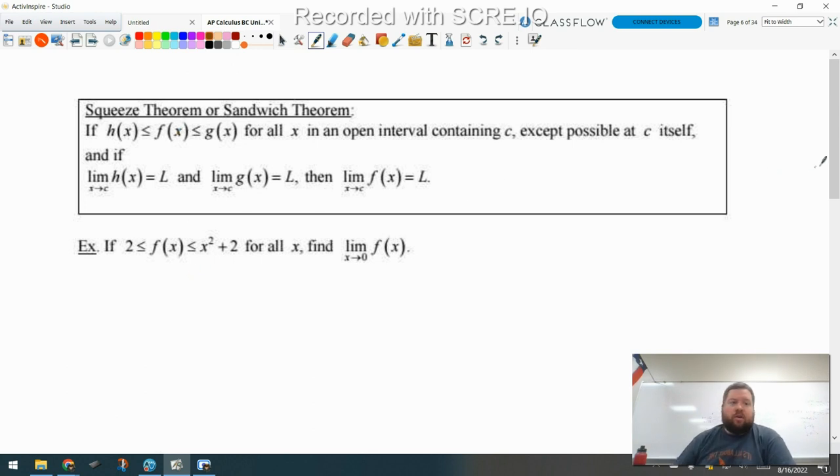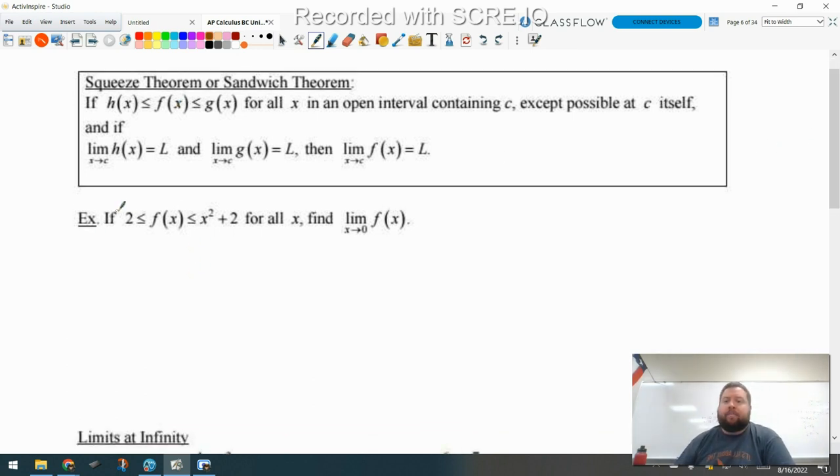All right, so pretty simple when put into practice here. So we have 2, that's our h of x. H of x can be a constant. Then we have our f of x, that's our unknown. That's what they're asking about over here. What is the limit as x approaches 0 of f of x is our question. And then we have x squared plus 2, which is our g of x. So what you want to do is rewrite this inequality with limits. We are concerned with the limit as x approaches 0, so that's what we're going to put on all three functions.